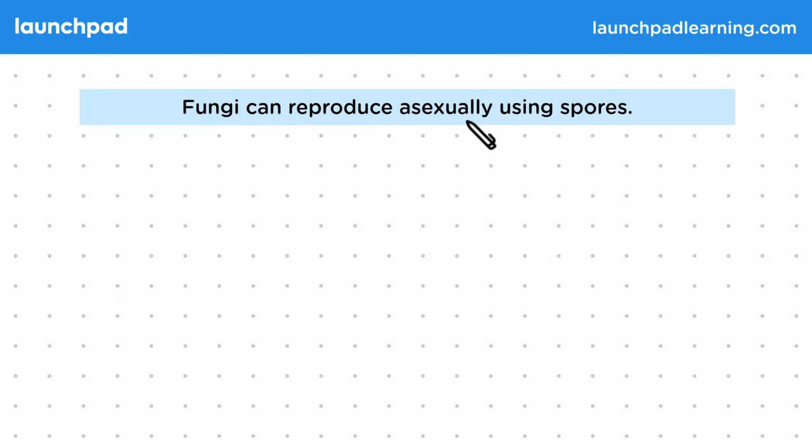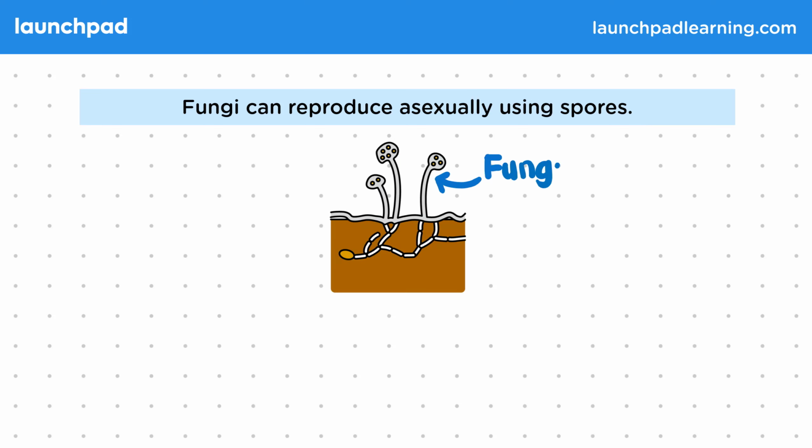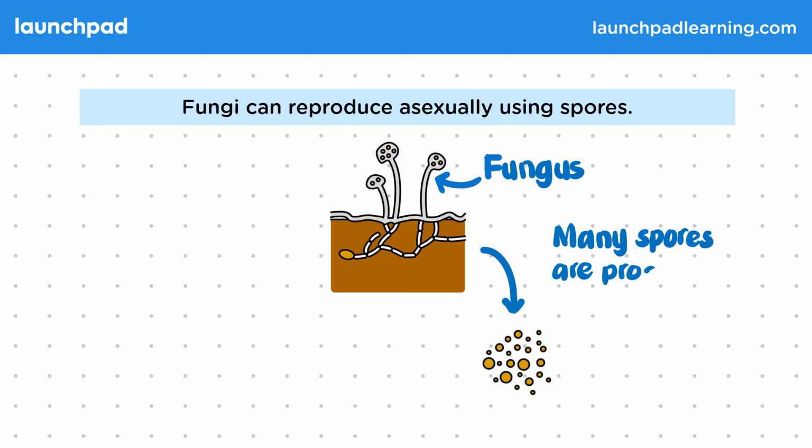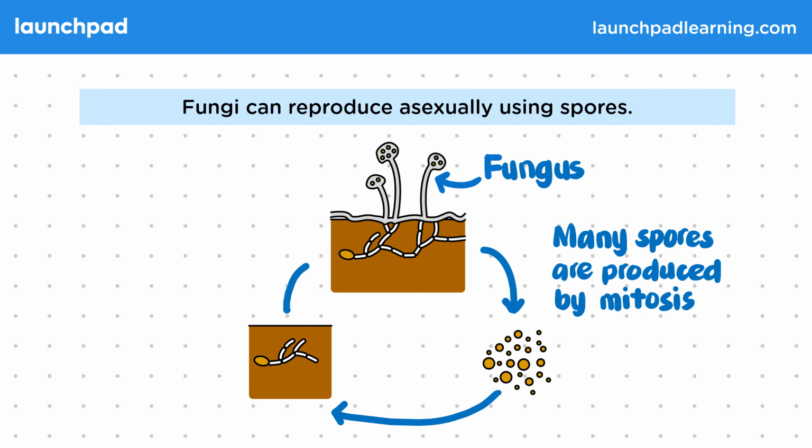Fungi can reproduce asexually using spores. So fungi like this one produce spores to reproduce, which are kind of like seeds of a flowering plant. These grow into new fruiting bodies that also release spores, and the cycle continues. This process only involves mitosis, meaning that the fungus that grows is identical to the parent fungus.